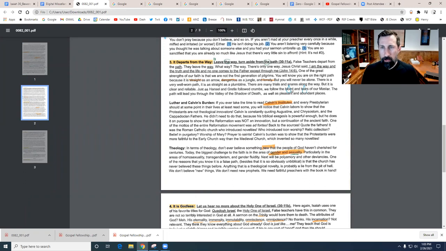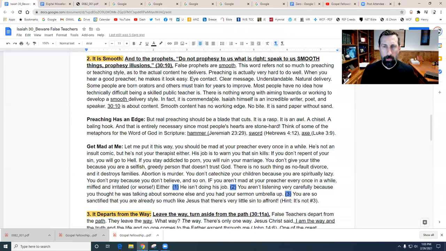And sometimes I'll even draw little pictures right here in the text. Here's some blood and here's some tears. I follow the blood of the master, the tears of the master. That was one of my points about staying on the way. And so that's another thing that I do too.